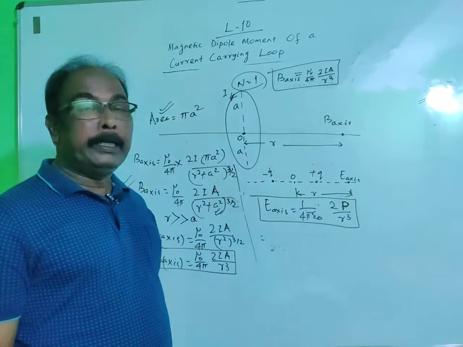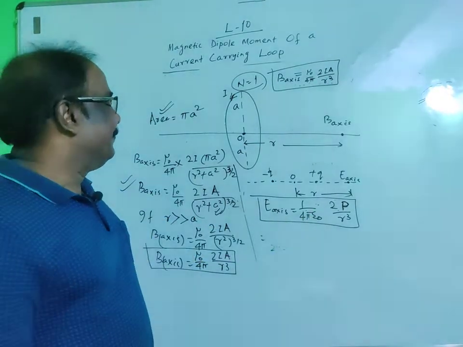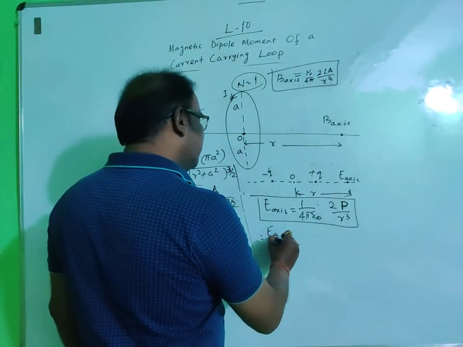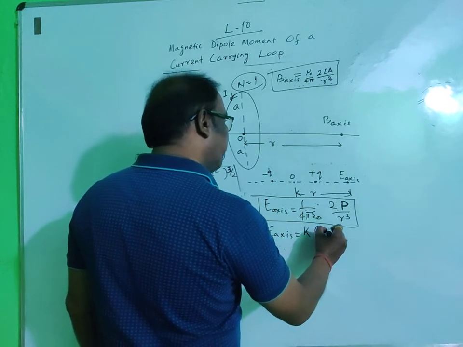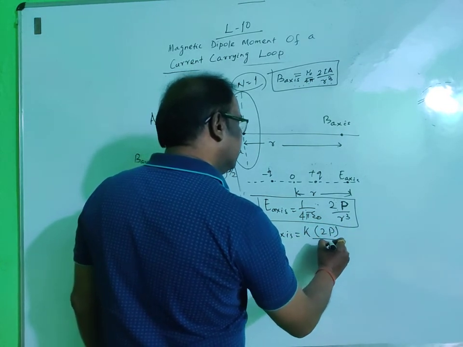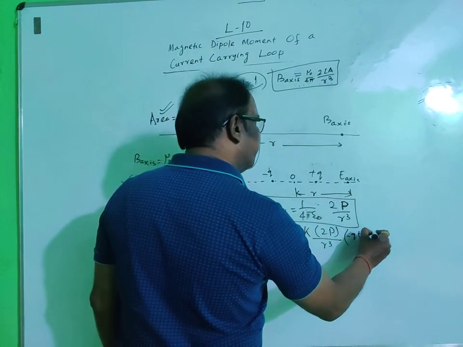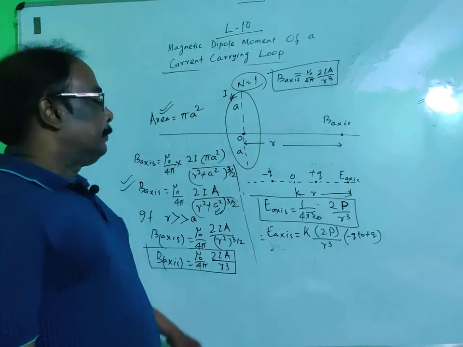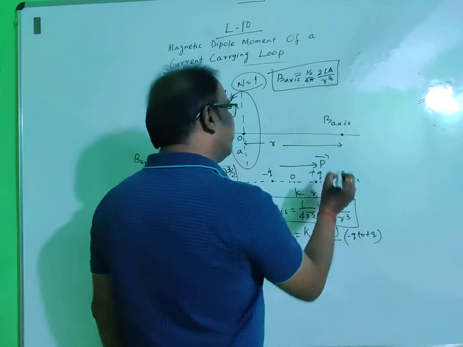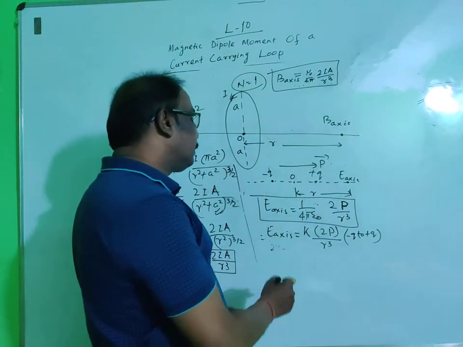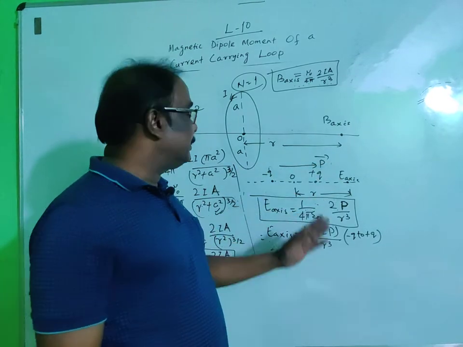Electric dipole moment is p, and k is the constant of proportionality from Coulomb's law in vacuum. So in a simpler way, we may write the magnitude of electric field on the axis as k into 2p divided by r cube, and its direction, as we have discussed, is from minus q to plus q, meaning parallel to dipole moment. The direction of dipole moment is from minus q to plus q, and the direction of electric field on the axis is from minus q to plus q, meaning parallel to dipole moment.